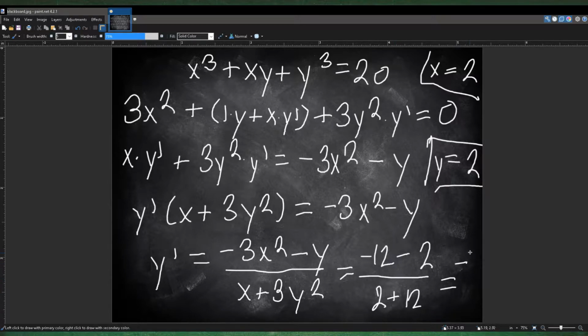So this will come out to negative 14, and this is 14. So the slope at x equal to 2 is just negative 1. It's basically just that simple. So that's how you do implicit differentiation.